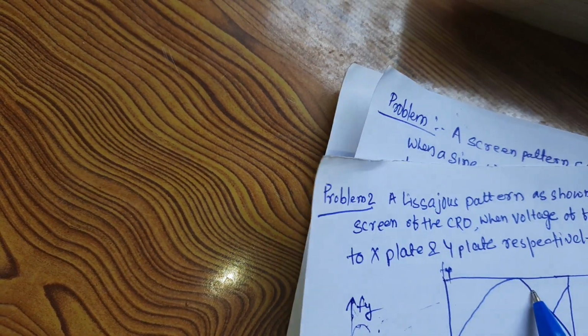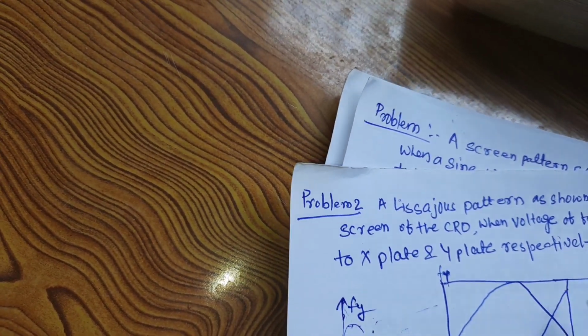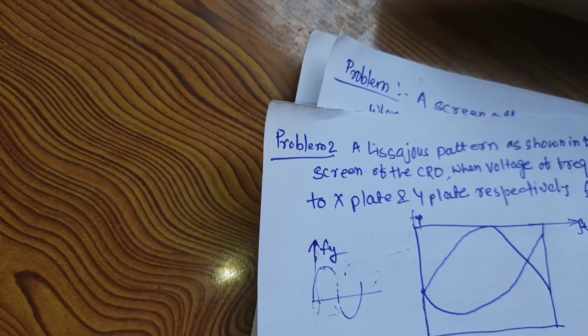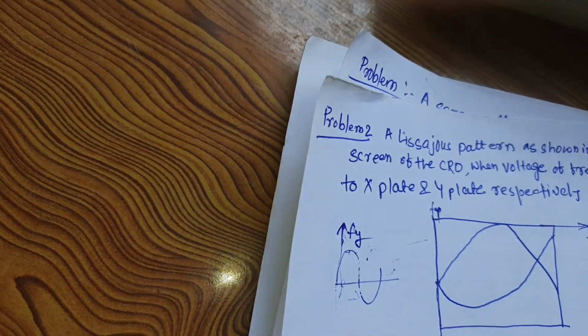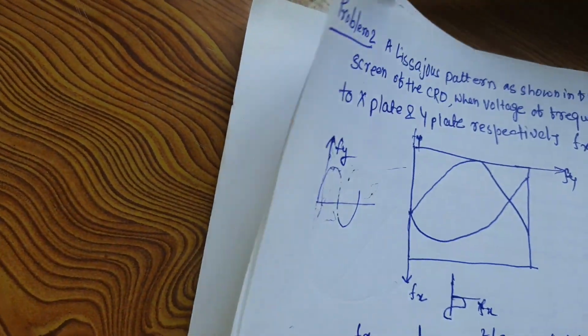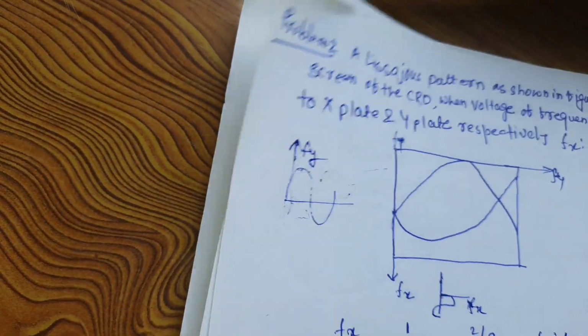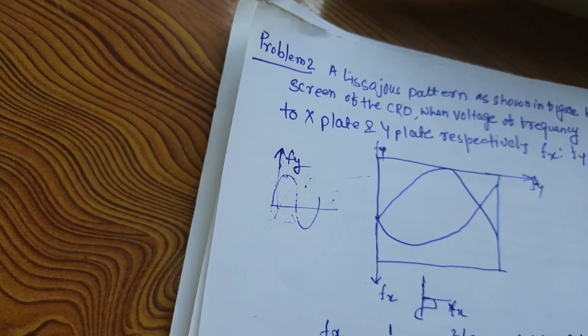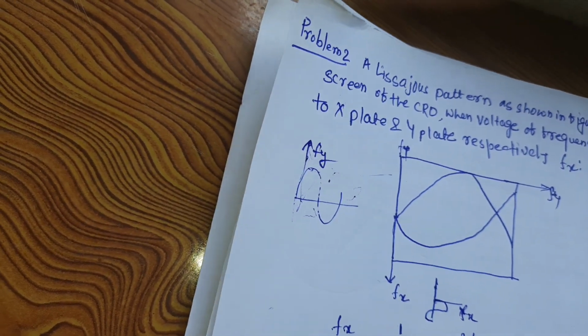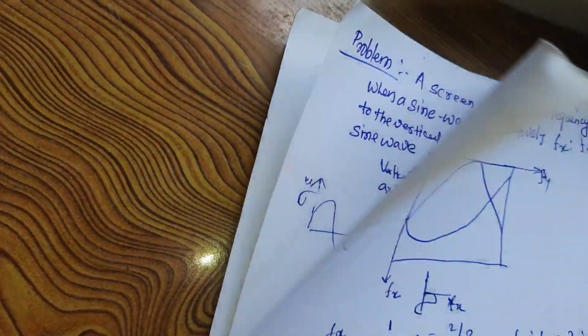If you draw the tangent, then you observe in the horizontal line there is one full tangent and one half tangent. So that's why we have drawn 3 by 2. So fx by fy is equal to 2 by 3. So the ratio fx is to fy is equal to 2:3. In this way you can measure the frequency using the Lissajous pattern.